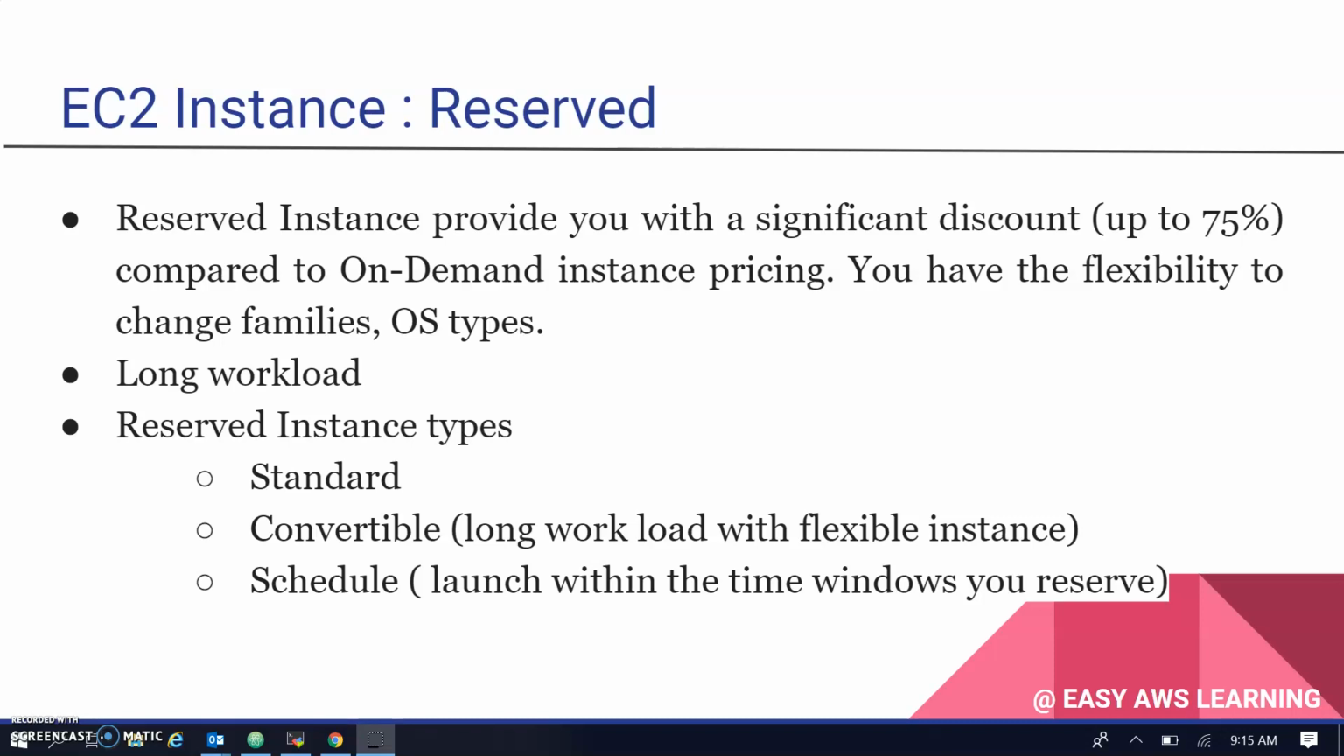There are three different types of reserved instances. One is standard, which we have discussed, and convertible. With convertible, as the name says, you can change your instance type. You can change the instance type from XLarge to Large, or Large to XLarge. But you have to pay that pricing, so it is not exactly a 75% discount, but up to 55% discount, with the flexibility of changing the instance type for your long-term commitment.